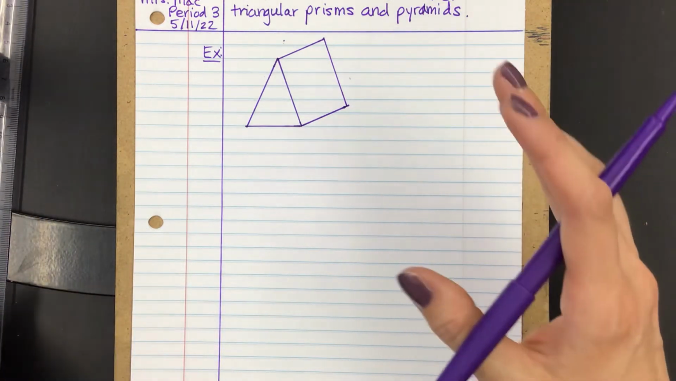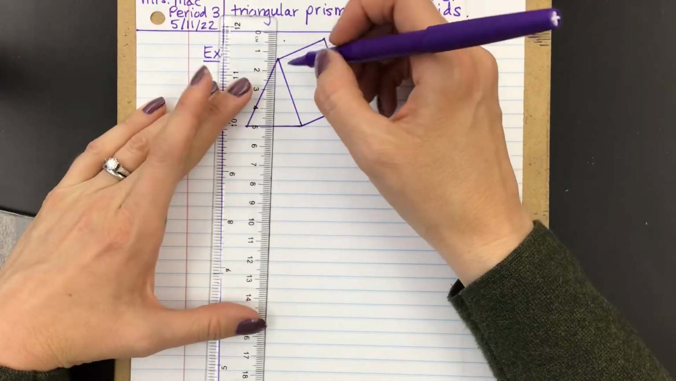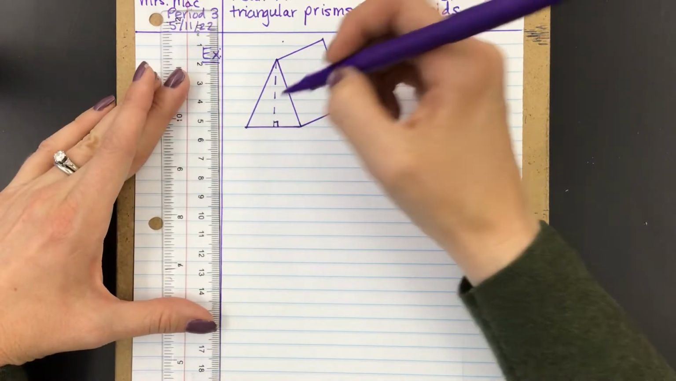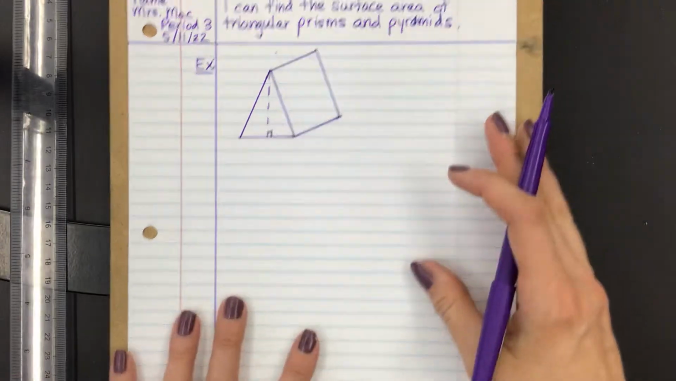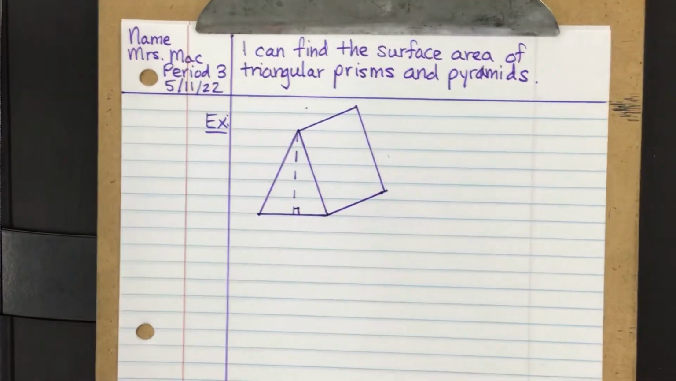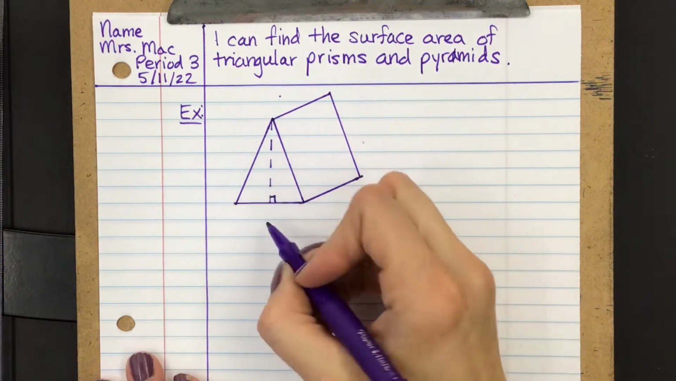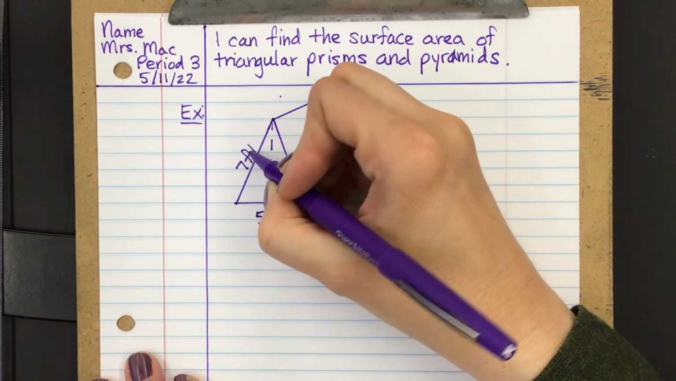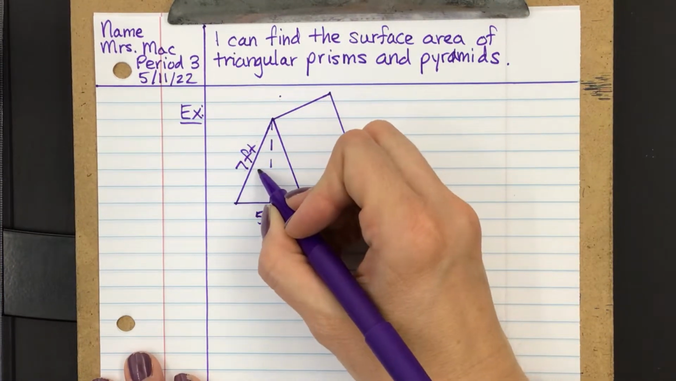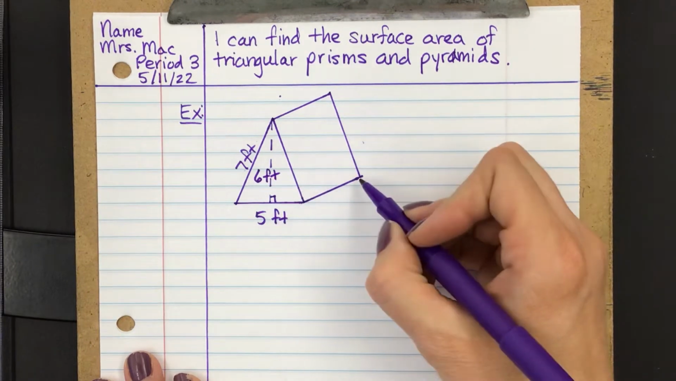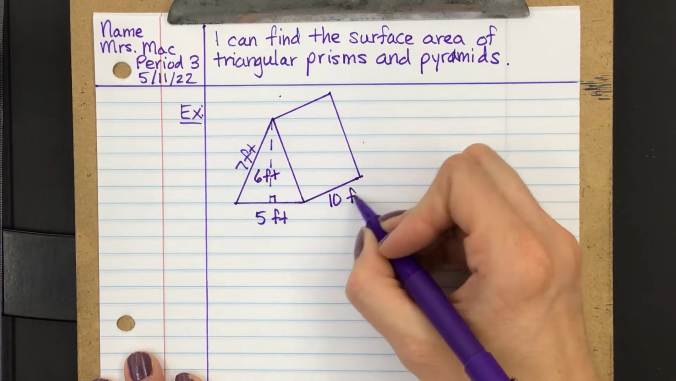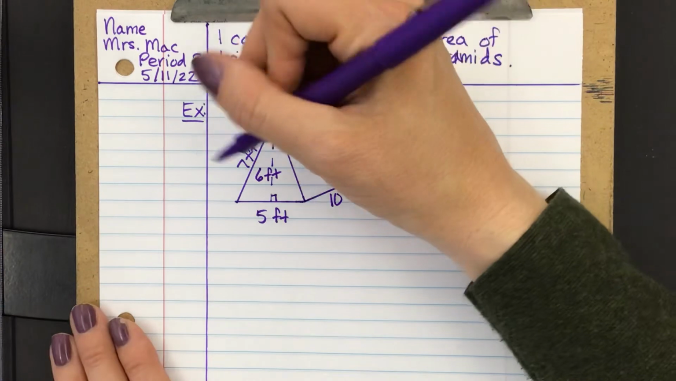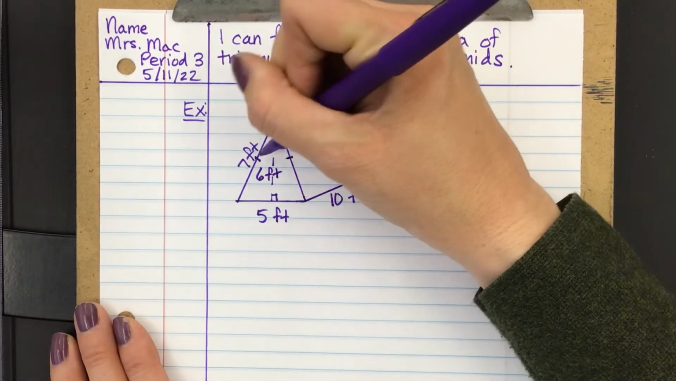All right, so let's put some measurements on our triangular prism here. It kind of looks like a big tent. Okay, so let's say that our triangular prism, let me zoom in a little bit, is 5 feet. This is 7 feet. The height of the triangle is 6 feet. And the length here is 10 feet. Okay. And we're going to assume that this is an isosceles triangular prism, so this length and this length are the same.